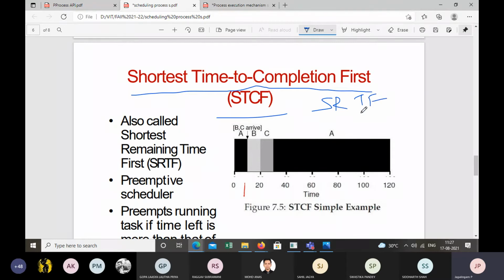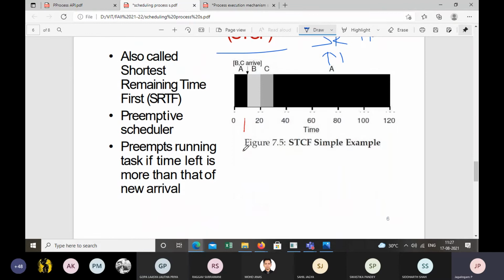What do you mean by this? What is S? Shortest remaining time first. Good. Now from the figure, can you understand now? Yes, sir, this is a preemptive scheduler.